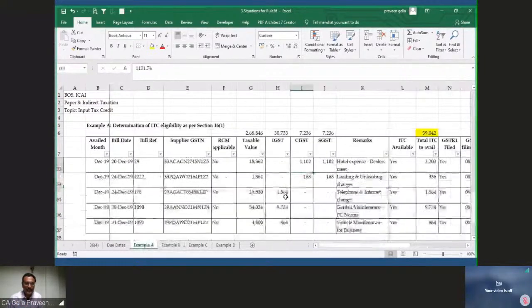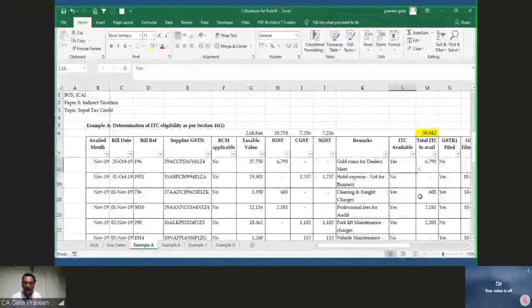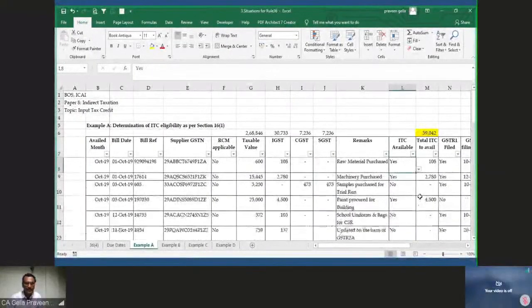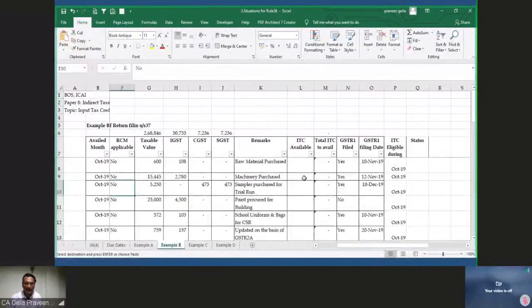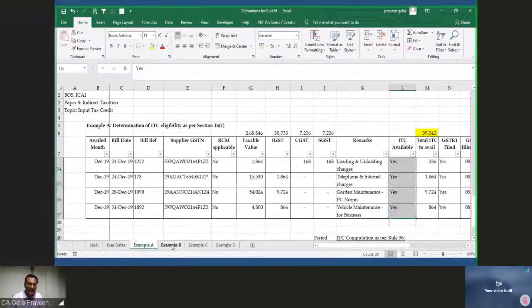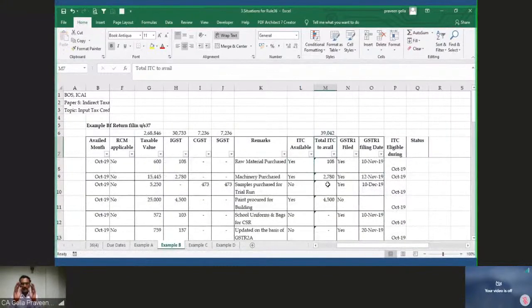From example A, you can copy your L column. Whatever answer we have given, copy the L column from example A, come to example B and paste it in your example B. Once you copy, you should get an answer of 39042. Let me know once you are done.